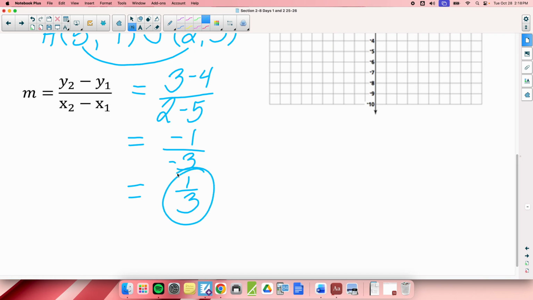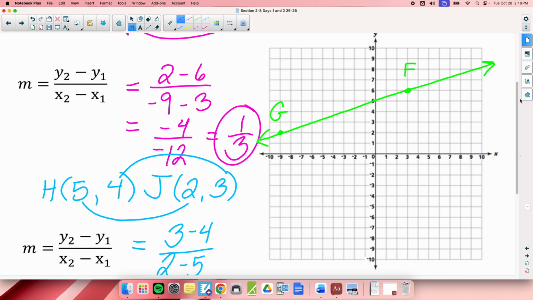Now, let's look, because that's 1/3. This is 1/3. And our big question is, we have to say, are they parallel, perpendicular, or neither? They're parallel. They're parallel because they're the same. So one of our answers, you guys, is gonna be parallel, all right? Then we have to go back and plot these 2 points and graph them, and those lines should look parallel, yeah?